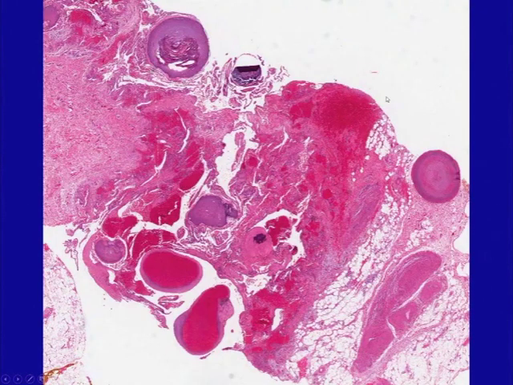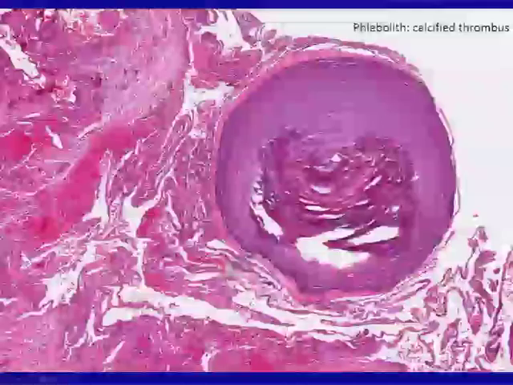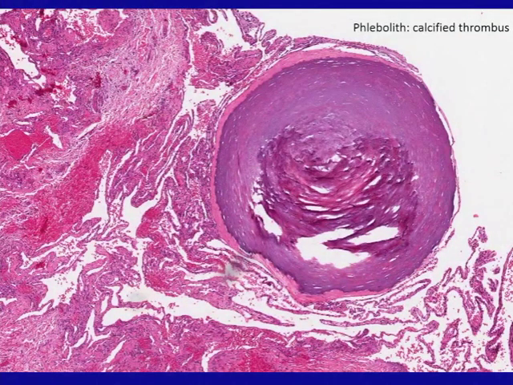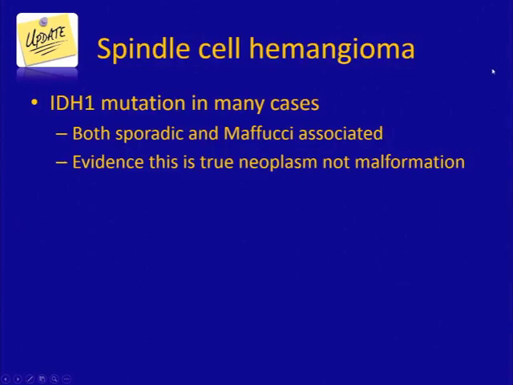All right. The other thing that spindle cell hemangioma can have is large thrombi that have a tendency to calcify, and so these are called phleboliths. And you can even see these on X-rays, on imaging. You can see these little calcified foci within the spindle cell hemangioma.